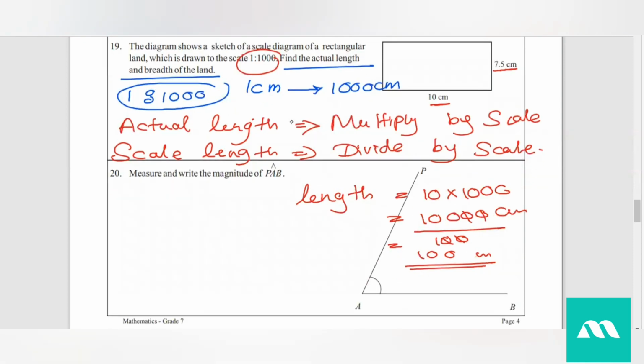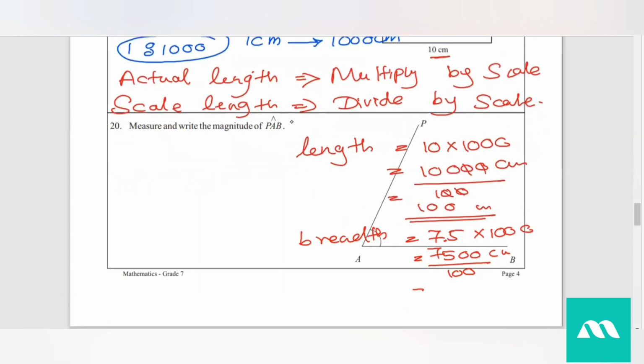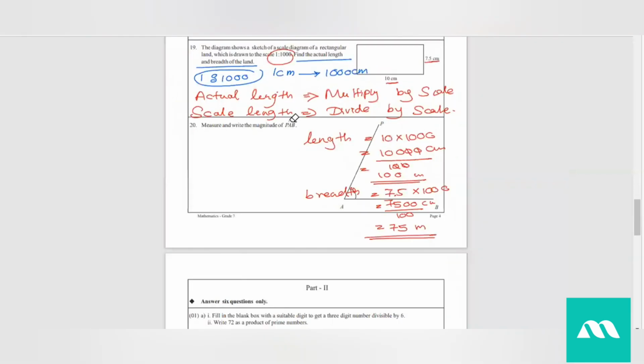Then the next one is breadth. Breadth is given as 7.5. It is multiplied by 1000. That means the answer is 7,500 centimeters. Then to convert it into meters, you have to divide by 100. Then it is 75 meters. Okay. Have you got these answers? ඔයාලට මේ answers ඇවිල්ලා තියෙනවද?